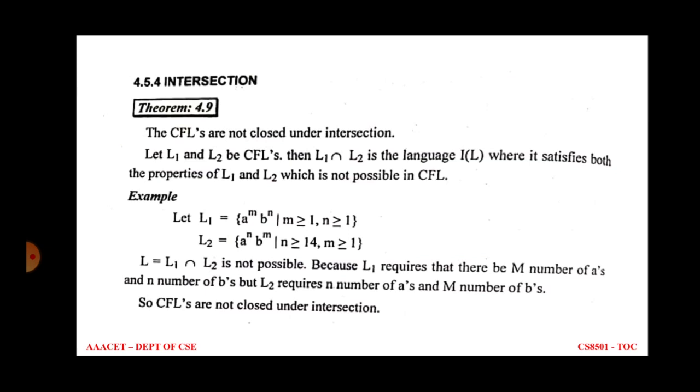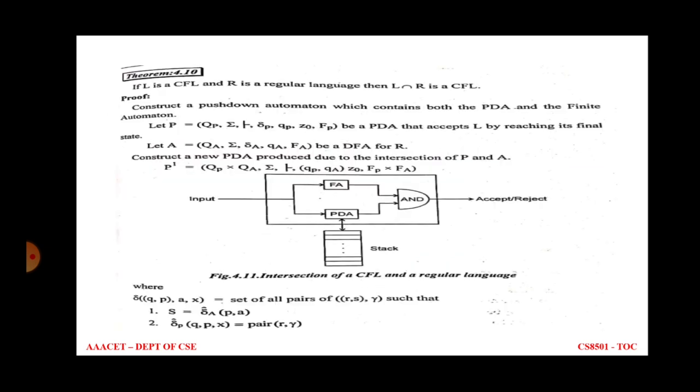We can clearly see that here L1 intersection L2 is not possible, because L1 requires m number of a's and n number of b's, but L2 requires n number of a's and m number of b's. So L1 is not equal to L1 intersection L2. It's not possible. So the context free grammar is not closed under intersection. Closed means it is not satisfied under the property of intersection. So this is also one theorem.